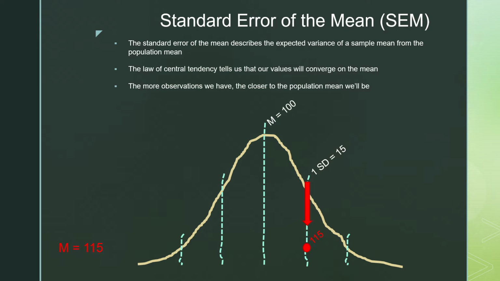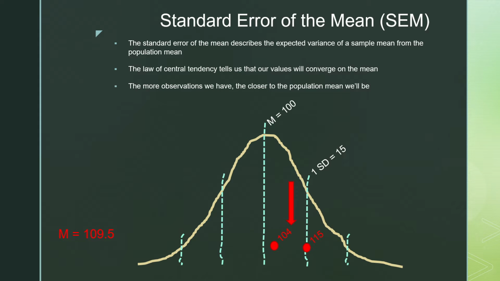These values are actual random values I pulled from a distribution with a mean of 100 and a standard deviation of 15. So we have 115. This is exactly one standard deviation out. And so with one observation, the mean, which is described by this red arrow, is 115. So that's pretty far away from the population mean of 100. The second observation is 104. Well, now the mean is 109.5. So we're still above the mean a little bit, but we've moved it closer.